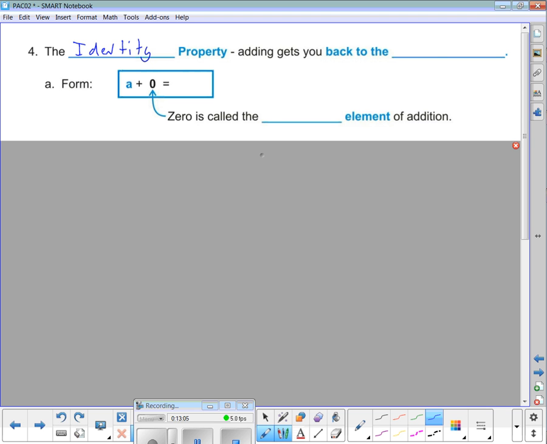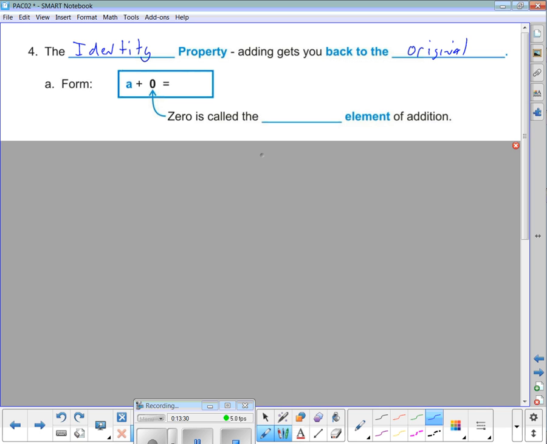We asked, what's your identity? You can take out your driver's license. Well, maybe you can't. I can. Take out my driver's license, right? And I can show you my identity. It's me. Look, the identity property is this. Adding gets you back to the original. It gets you the original. You end up with the original.